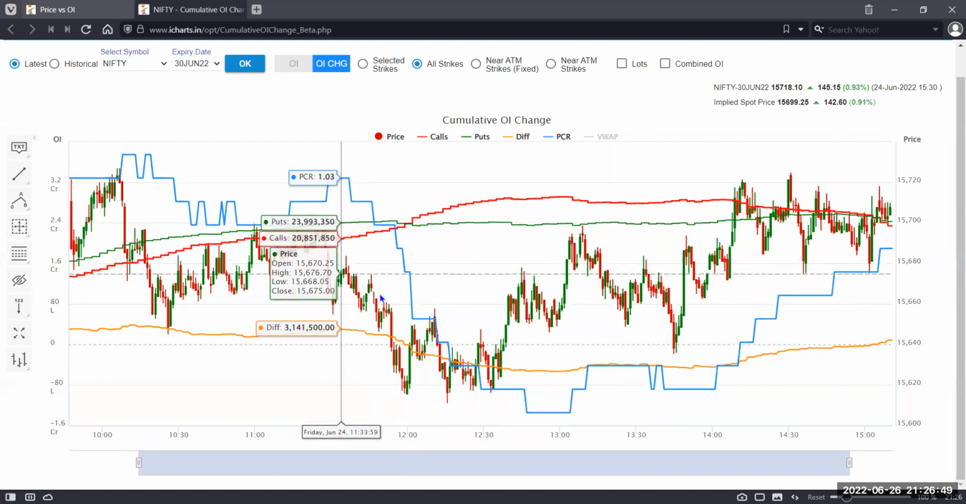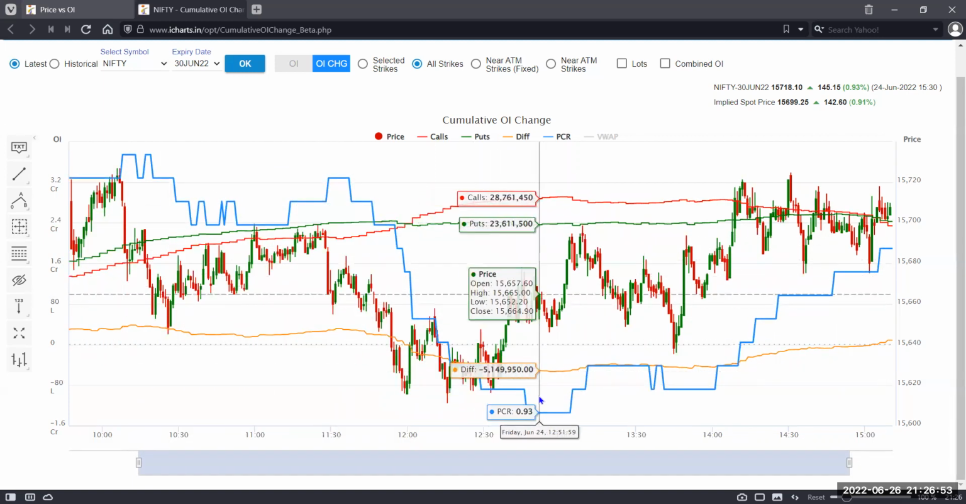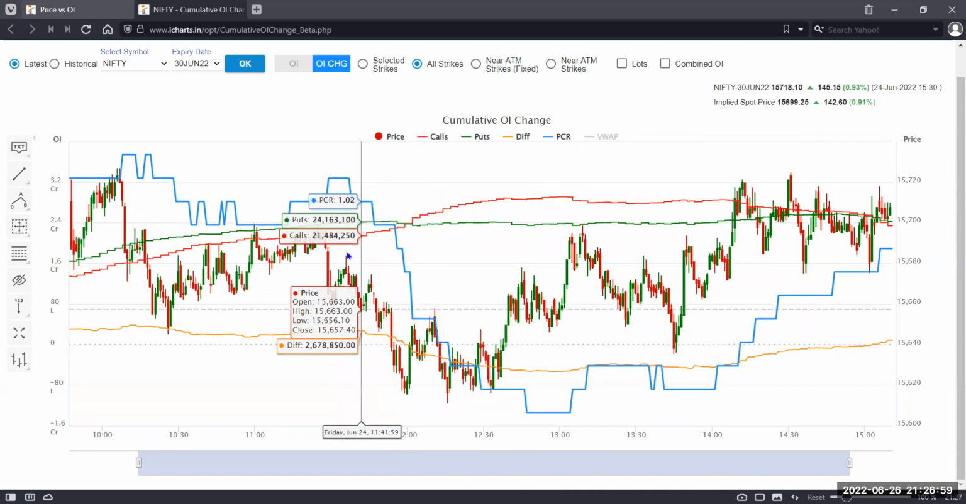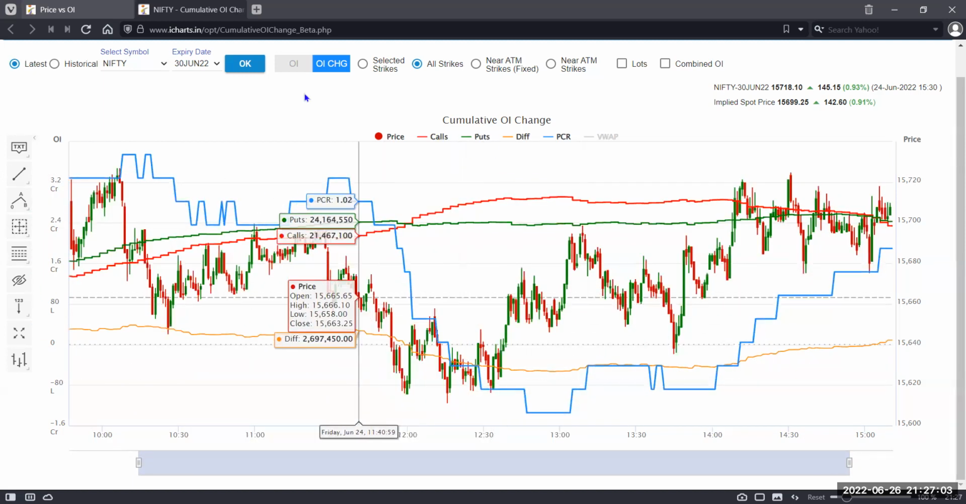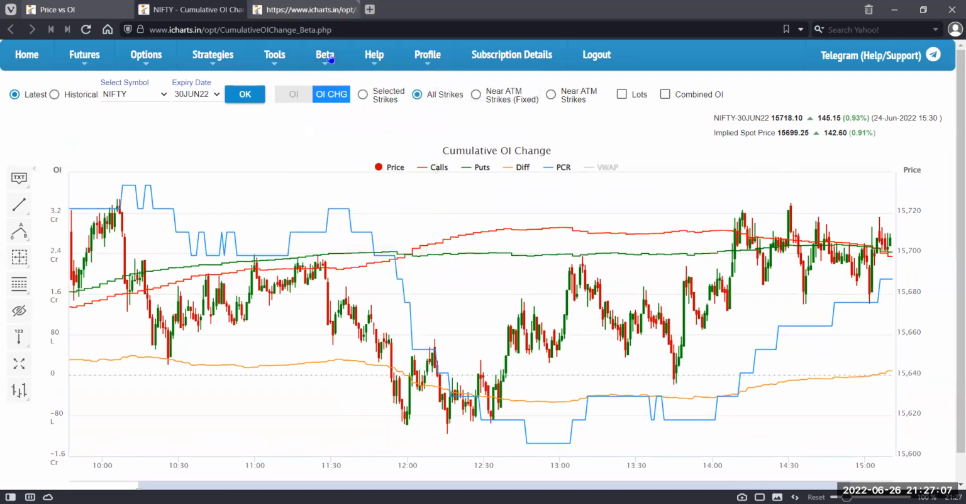So you need to use PCR. As I was saying, whatever the values, even in this case of all strikes, PCR will not change with all strike. Here this PCR is always showing all strikes only. So if you want selected strikes PCR, you need to check total PEC.